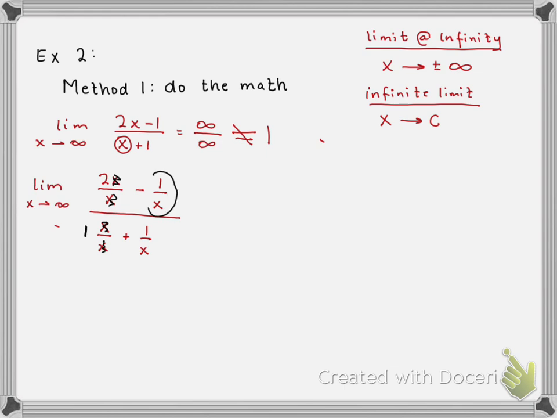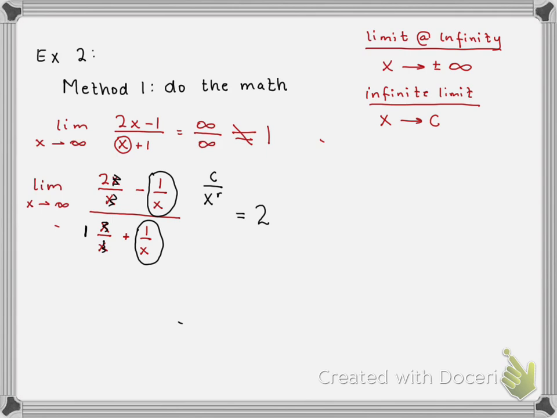Now 1 over x follows the pattern c over x to the r, so that equals 0. Likewise, the 1 over x in the denominator also falls into the pattern of c over x to the r power, so that also equals 0. Therefore, the limit as x approaches infinity of that particular function is equal to 2 over 1, which is equal to 2.